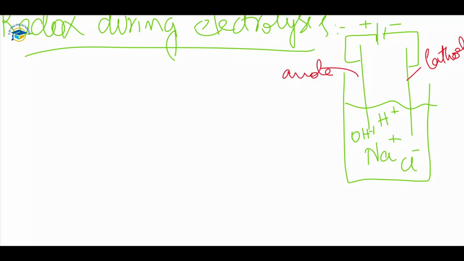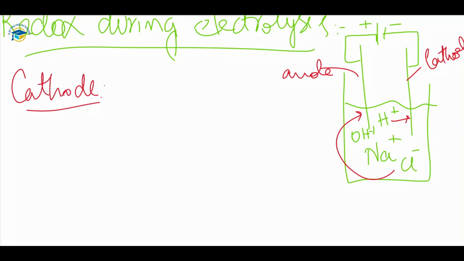So hydrogen gas is formed at the cathode, the negative electrode. Hydrogen ions are attracted towards that, and chloride ions are attracted towards the anode, and chlorine gas is formed at the anode. Chloride ions are moving towards the anode. So at the cathode and at the anode we have different equations.